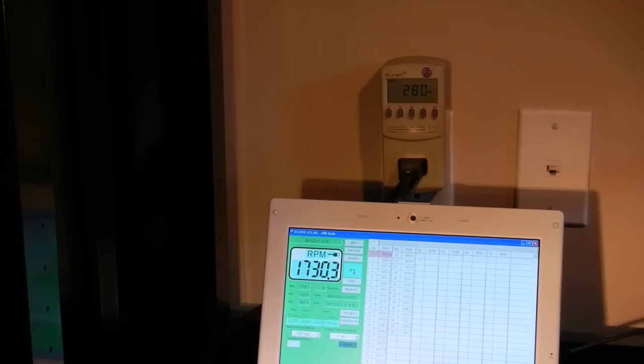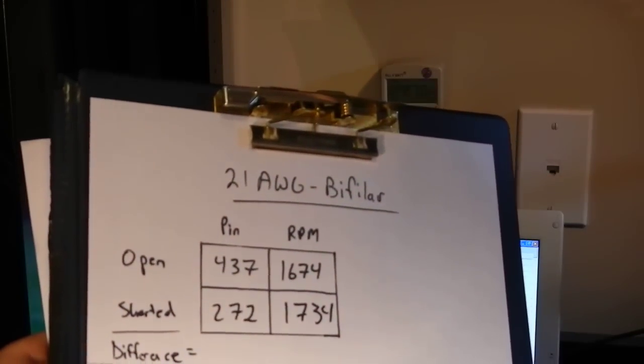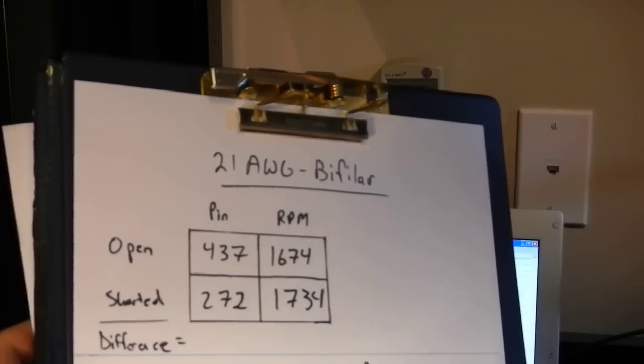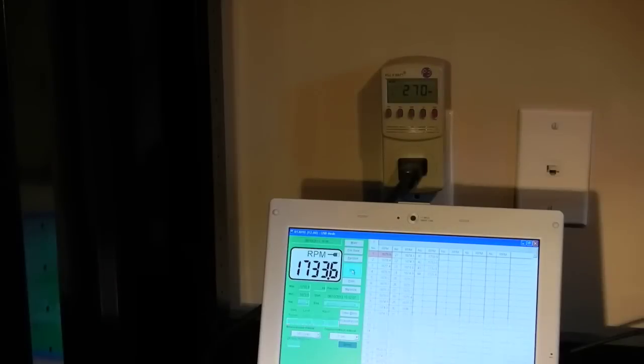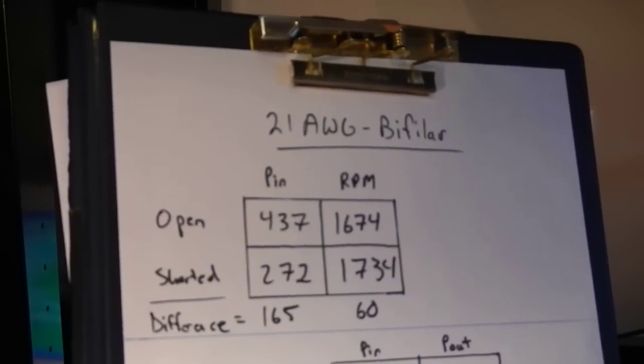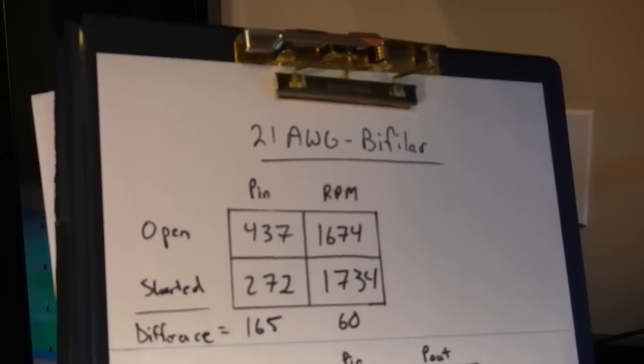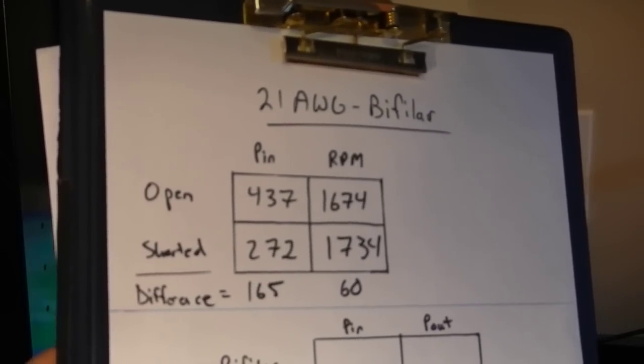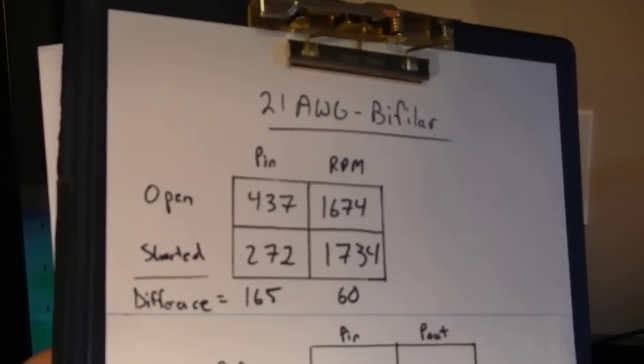So we'll let it level off a little bit, and then we'll take our measurements here. Alright, so it seems to level off at about 272 watts on the input, about 1734 RPM. All right, so I wrote those values down, and you can see the huge difference between open and shorted on the power and on the speed. So these are really amazing, impressive results. Seemingly, that is. All right, so I did the calculation, and so simply by shorting the coil, the input power to the prime mover drops by 165 watts, and the disc speeds up by about 60 RPM.